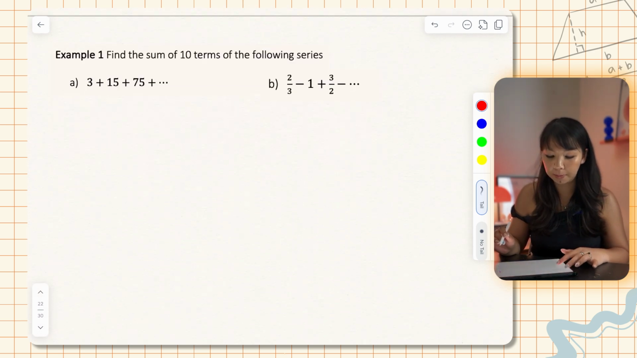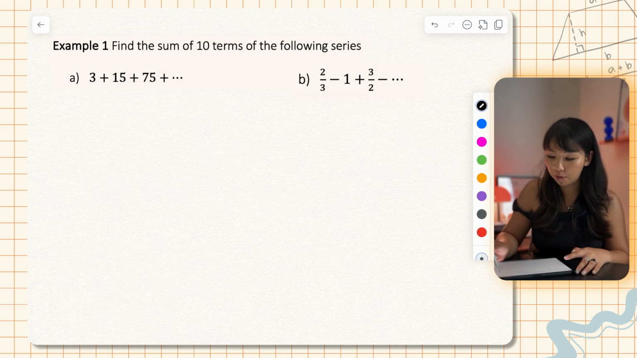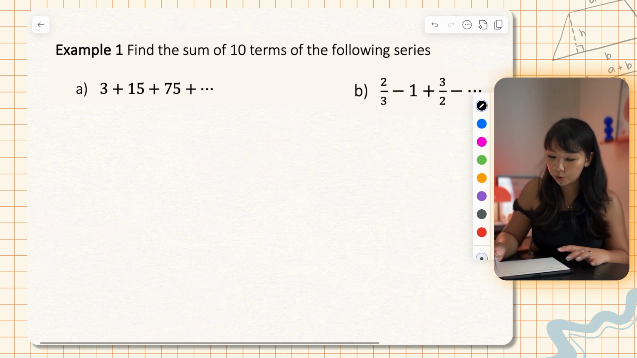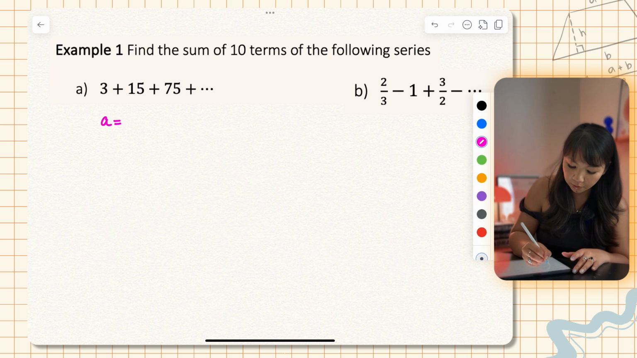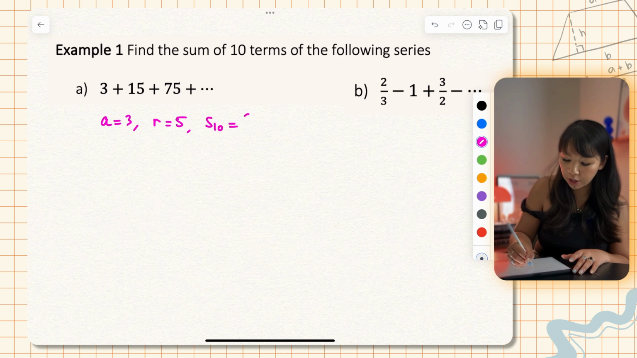So let's go ahead and apply it. Example 1. Find the sum of 10 terms of the following series. So over here in this sequence, you can see that the first term, a, is equal to 3. The common ratio is 5. And we're looking for the sum of the 10 terms. So that means n is equal to 10.